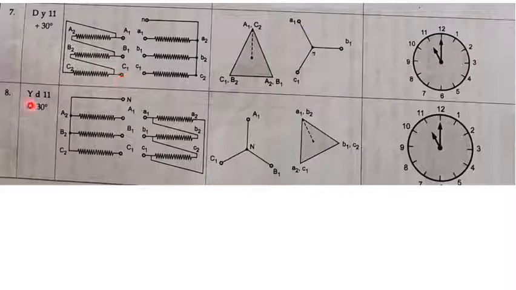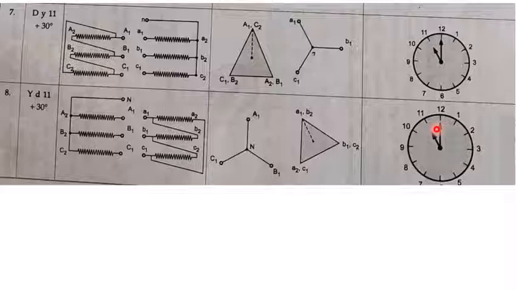Similarly, the primary side is star connected and the secondary side is delta connected. It is also 11 o'clock, with 30 degree phase displacement, so again you will get 11 o'clock only. You just tilt this to the left side by 30 degrees, and you can get this delta connection. Again this is 11 o'clock. So these 8 combinations you can find here.